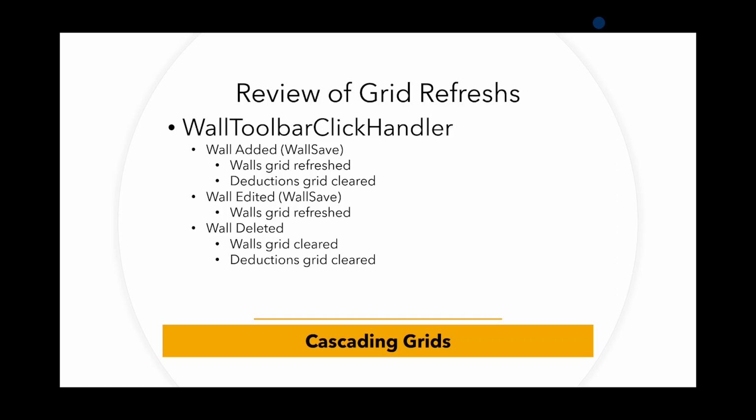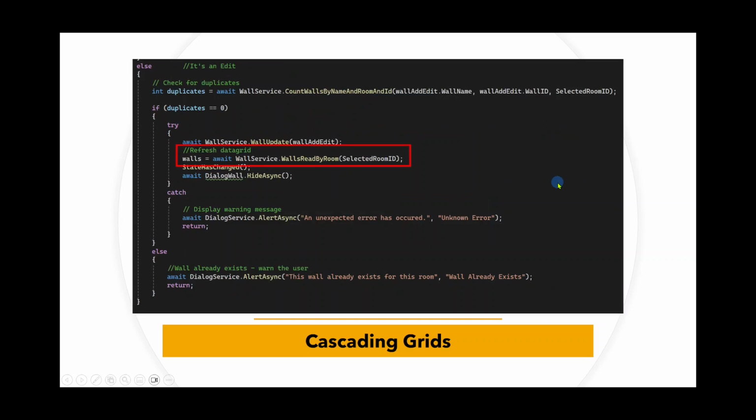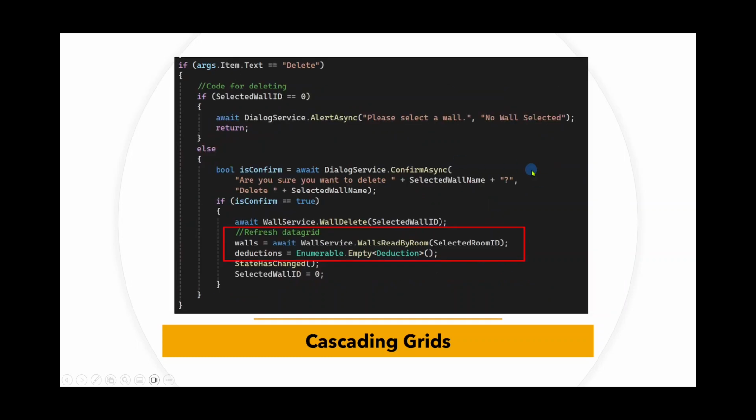And the code for this, for the wall save, if it's an insert, we just need to update the walls and the deductions objects. If it's an edit, we just need to update the walls. And if a wall is deleted, we need to update the walls for the selected room and clear the deductions grid.